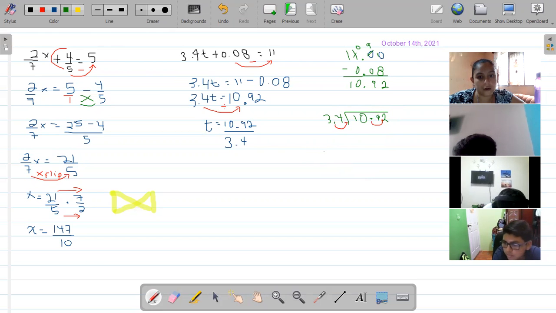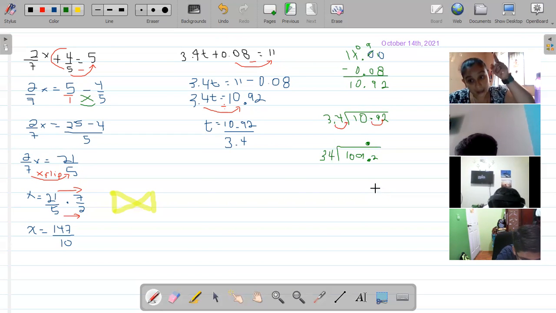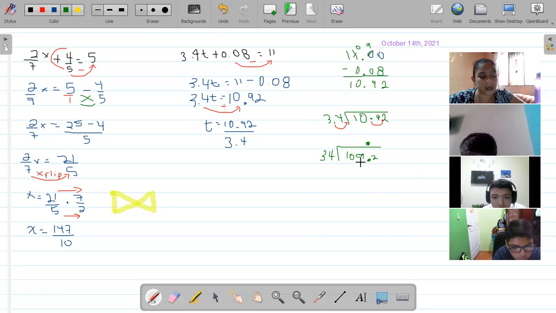So now I have 34 dividing 109.2. And this decimal point that I still have here, I'm going to copy it over here at the top. Now I'm going to ask myself, how many times does 34 fit in 109?